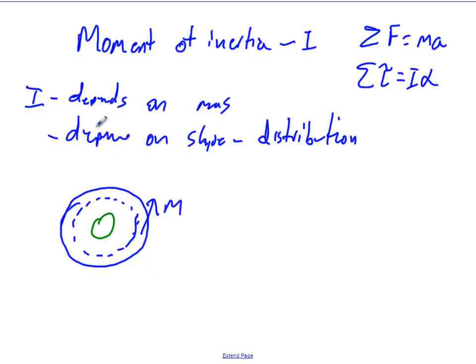Okay, so when I say I depends on mass and it depends on the shape or the distribution of the object, what we have is the formula that I is equal to m times r squared. But this is only true if the mass is concentrated at a point. So not a disk, not a cylinder, not a rod, but all the mass is concentrated a certain distance r from here. So it could be a thin hoop with all the mass on the outside.